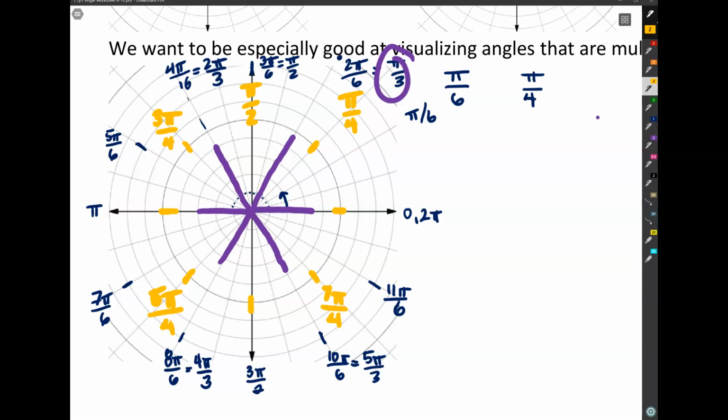So we know how big a pi over 4 is, and we can count our way around, and say pi over 4, 2 pi over 4, 3 pi over 4, 4, 5, 6, 7, 8, and figure out where we're at. And the same thing with a pi over 3, where we would go, okay, 1, 2, 3 pi over 3, 4, 5, 6 pi over 3, and be able to figure out where we're at.